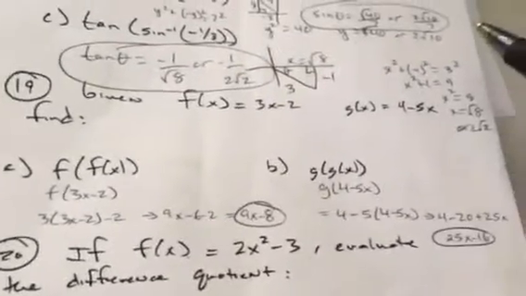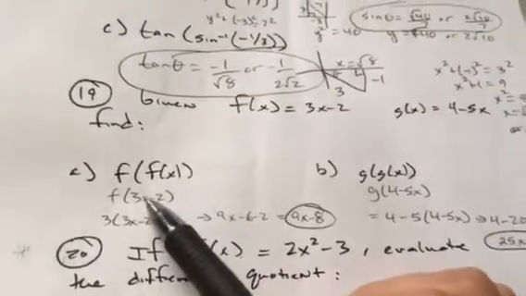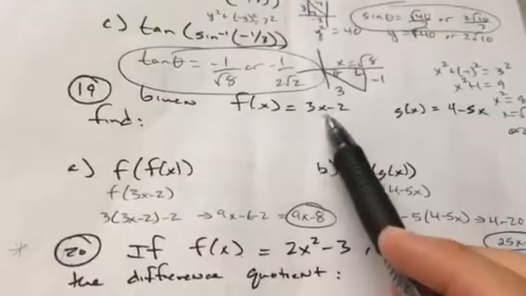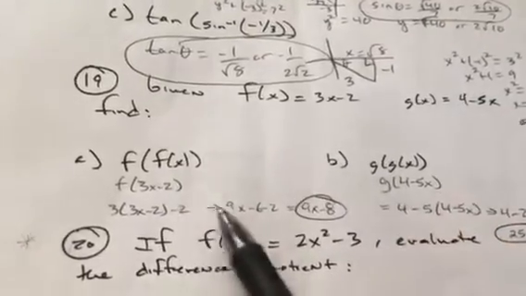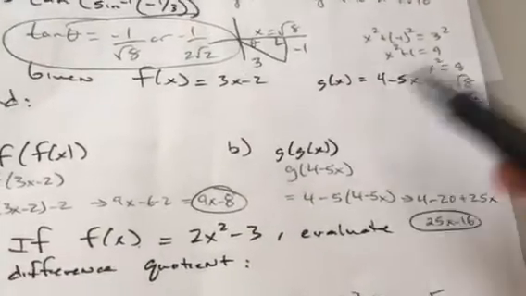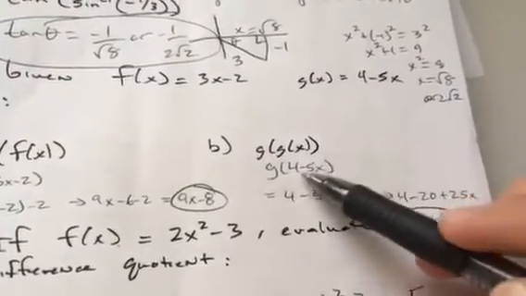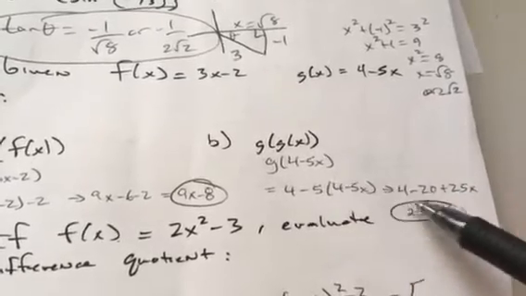That's fine for now. All right, f of x is 3x minus 2. So f of 3x minus 2 means in for x, you're just going to write 3x minus 2 right there, distribute, combine. G of x is 4 minus 5x, so in for x right there, you're going to write 4 minus 5x and distribute. That's your answer.